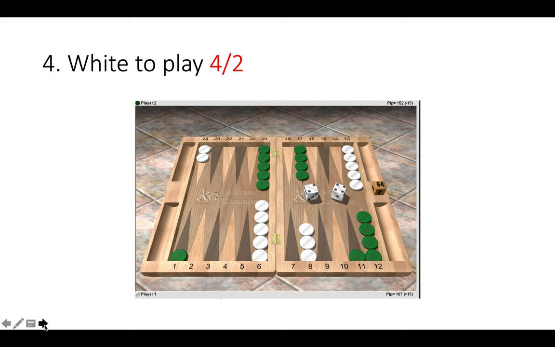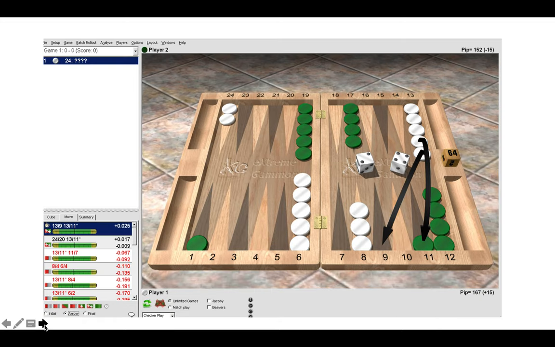Position four, white to play 4-2. The best play here is to bring two down. Hit the checker and bring another one off the mid, unstacking a heavy point.